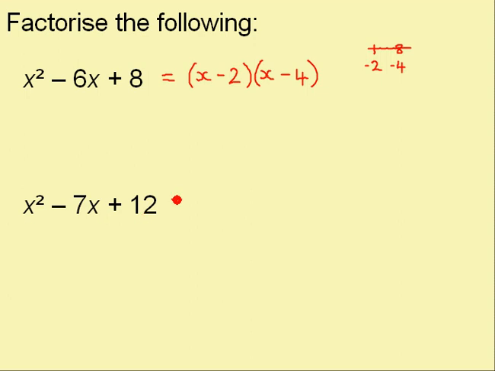Let's look at this one. Again, we've got two sets of brackets, and we have an x in each. Now we want two numbers that multiply to give us 12. So that could be 1 and 12, 2 and 6, or 3 and 4. They've got to add to give me minus 7. This won't work, and this won't work. But these two will add to give me plus 7. Remember, I want minus 7, so I'm going to make that minus and that minus as well. Now these definitely add to give me minus 7, and they definitely multiply to give me plus 12. So I've got minus 3 and minus 4.